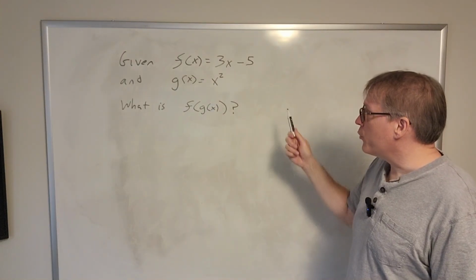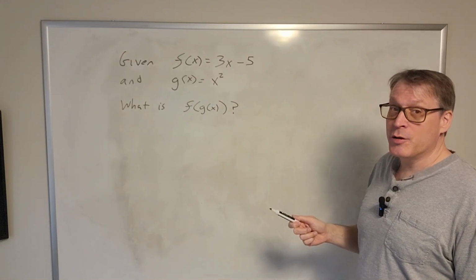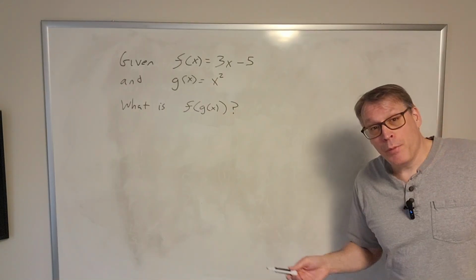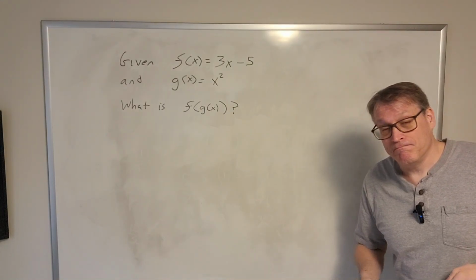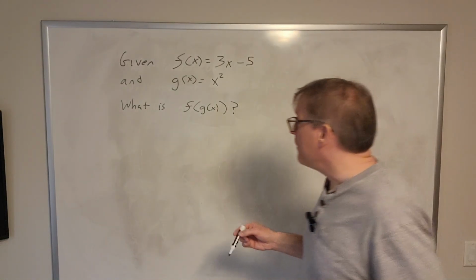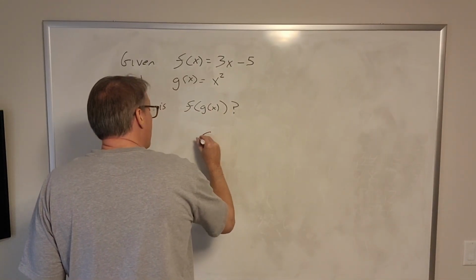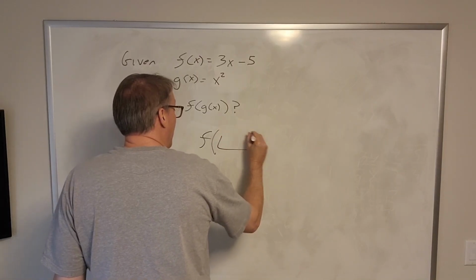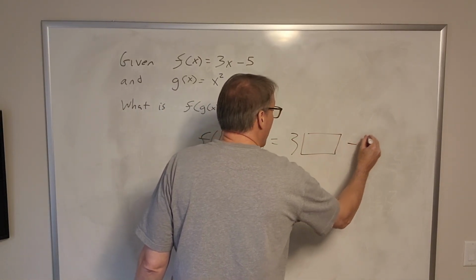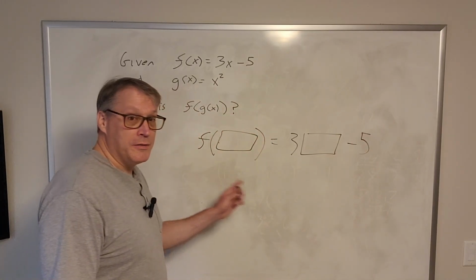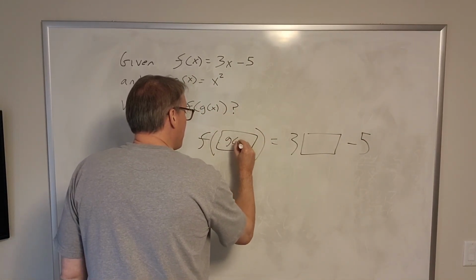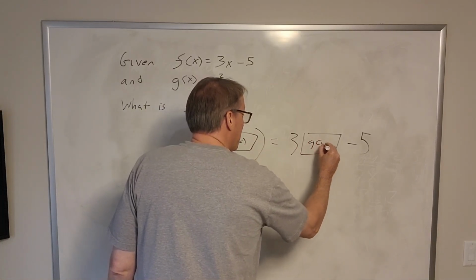Given f of x equals 3x minus 5 and g of x equals x squared, what is f of g of x? Pause the video and resume when you're done. All right. Again, f of box equals 3 box minus 5. Right? You're rewriting this with boxes instead of x's. I stick in my g of x, stick in my g of x.